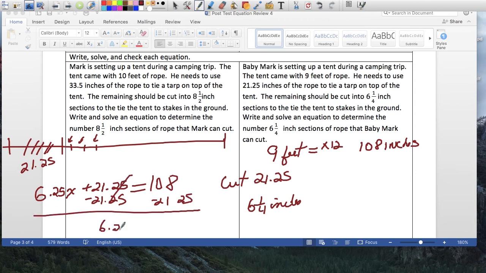And this is going to give us 6.25x equals 108 minus 21.25, which equals 86.75, which you'll then divide by 6.25 on each side. Divide by 6.25, divide by 6.25, and x is going to be 13.88. So you can cut 13.88 little pieces, but the maximum number of complete little pieces that you can cut is going to be 13. So you're going to have 13 of those.